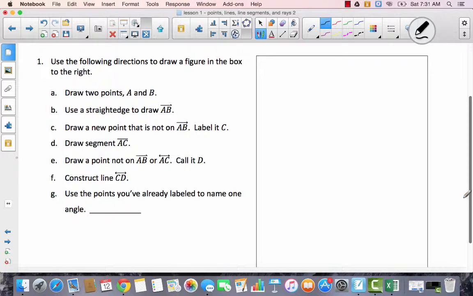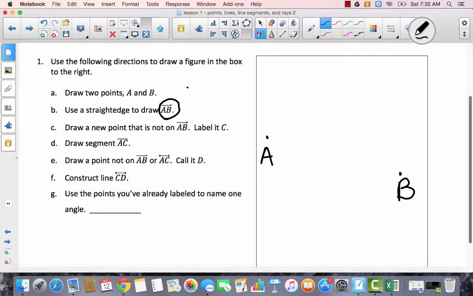All right, so it says draw 2 points, point A and point B. So we're going to draw a point, just like we did last time. So here's a point. I'm going to label it A. And then it says to draw a point B. I think I'll put point B here. You could put point A and point B anywhere you wanted to. Now it says use a straight edge to draw AB. Now look at this.